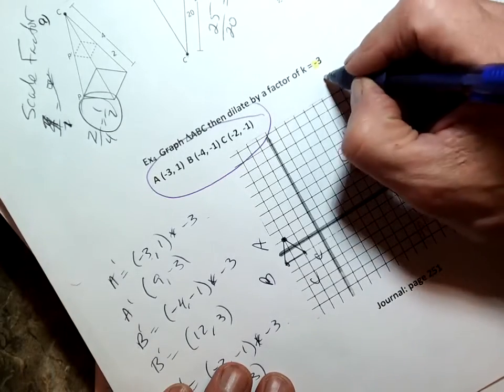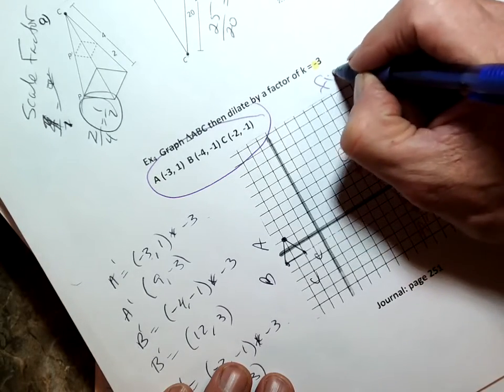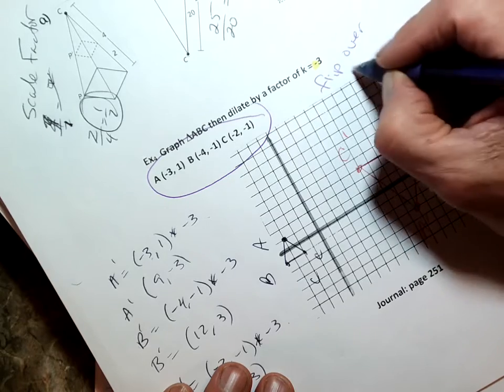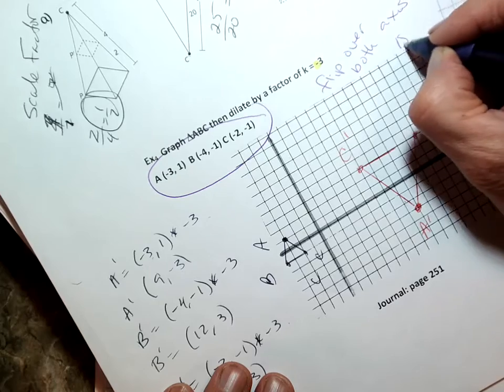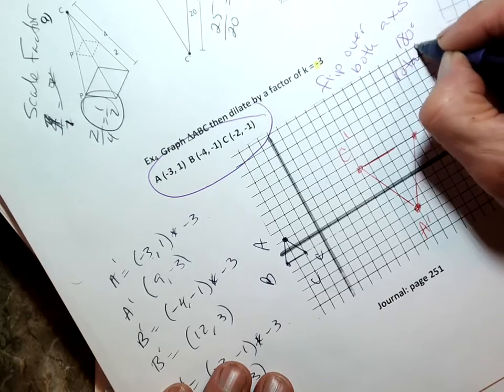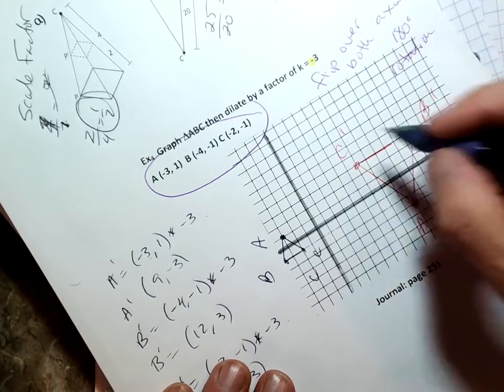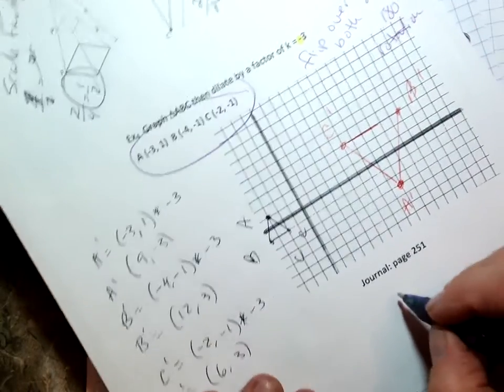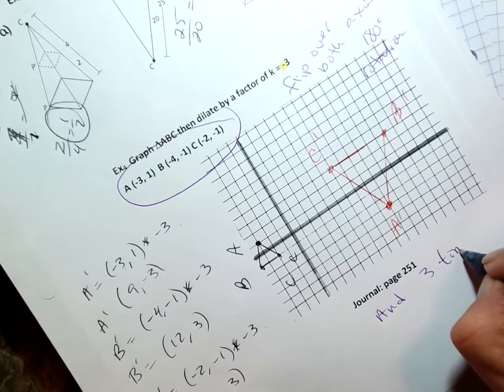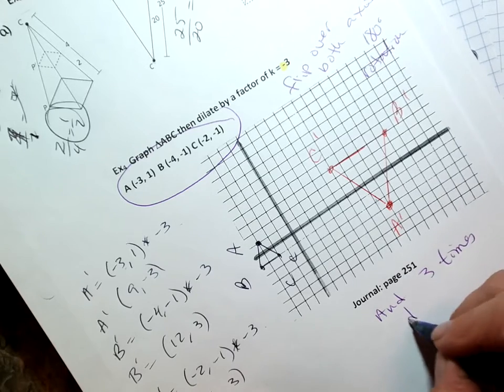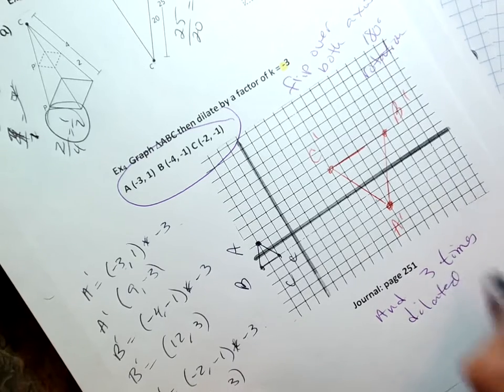This negative right there did a flip over both axes, or 180-degree rotation. It really did. And it made it 3 times as big. 3 times dilated. Okay, that's all I have.